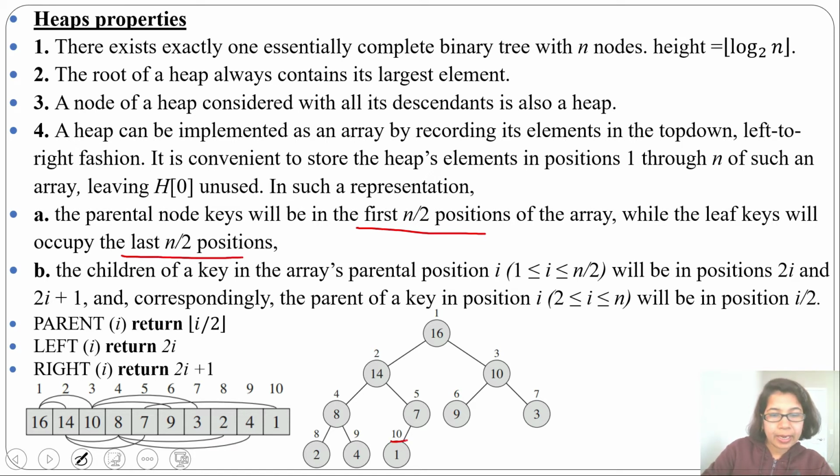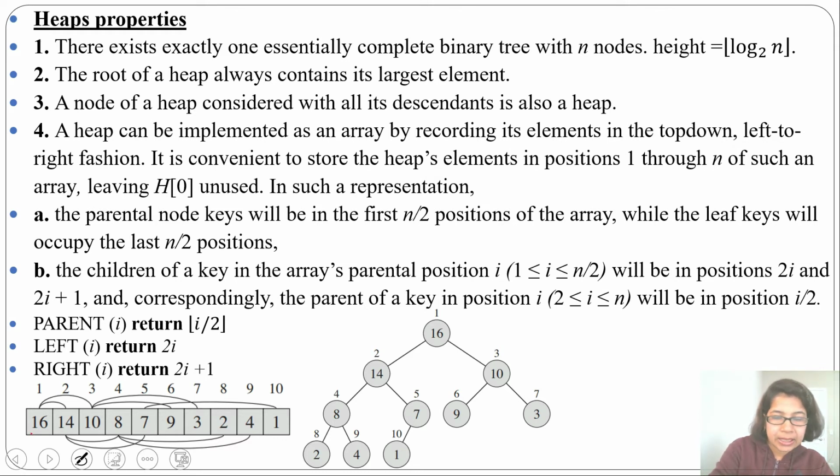Here there are 10 nodes, which means internal nodes should be within the 5th position and leaves should be after the 5th position. Now just see, these are the indices 1 to 5, and the internal nodes are 16, 14, 10, 8, 7. These are present in the first half positions, while 9, 3, 2, 4, 1, which are leaves, are present in the last half positions, 6 to 10.